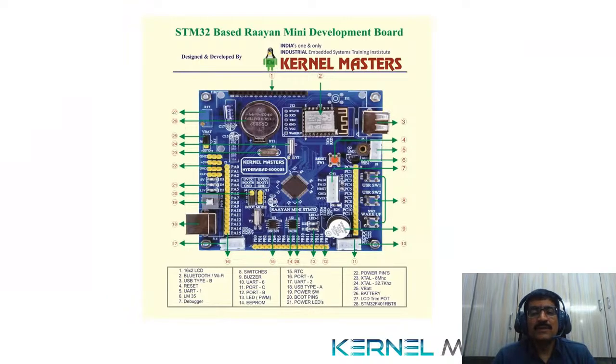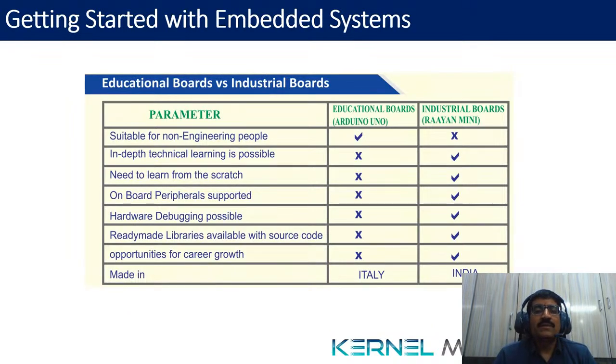This is the board detail set. You can see the board contains a Wi-Fi module, Bluetooth module, buzzer, RTC. The board contains many peripherals actually. So this is the difference between the education board and the industrial board.